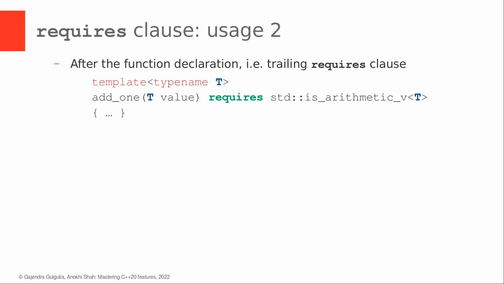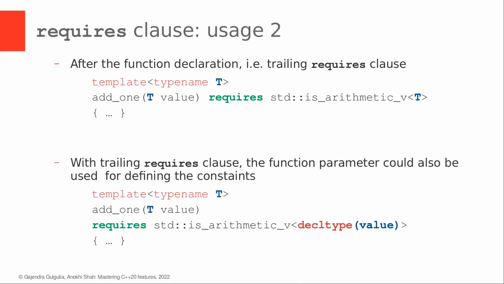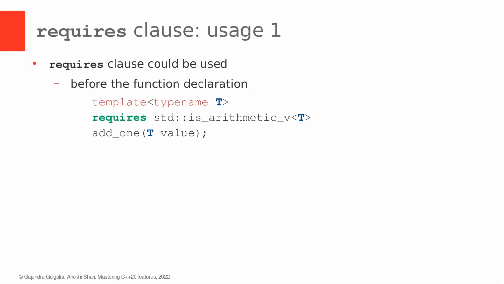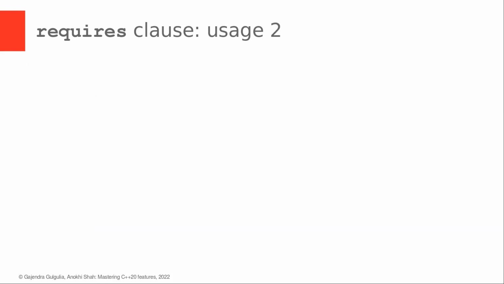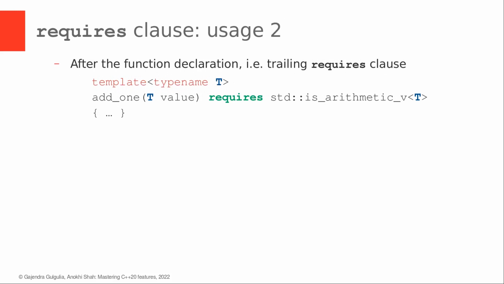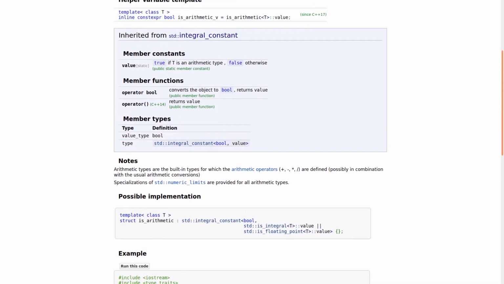The advantage of using a trailing requires clause is that we can also use the function parameter instead of the template type, like here. By the way, if you noticed, I'm not using std::is_floating_point_v or is_integral_v. I'm using std::is_arithmetic_v, which is a combination of std::is_floating_point_v and is_integral_v. If you want to see the cppreference page on the type trait std::is_arithmetic_v, you can notice that a possible implementation of std::is_arithmetic is using both of them with a Boolean OR.